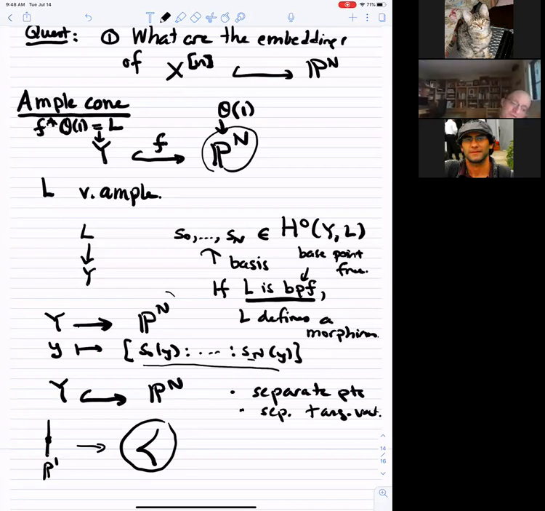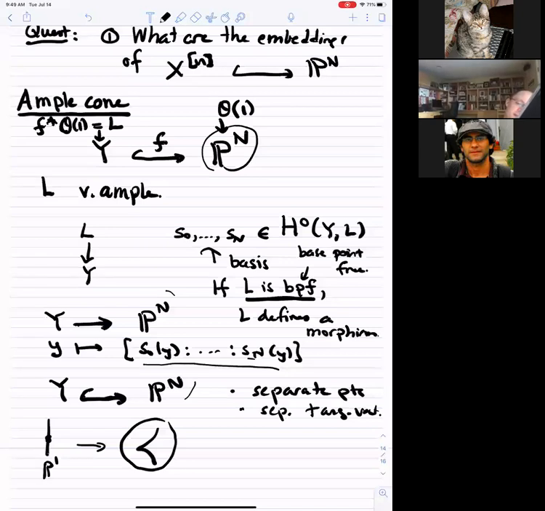What that means is that it needs to map the tangent space injectively into the tangent space of projective space. But if you have those conditions, then you actually get an embedding. So these two notions, very ample line bundles and embeddings, are basically the same notion.